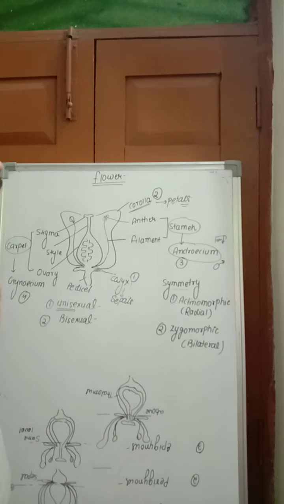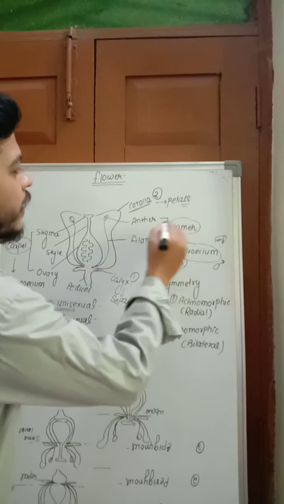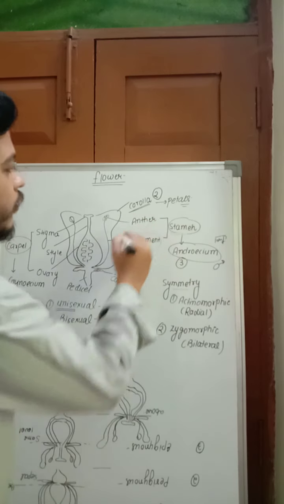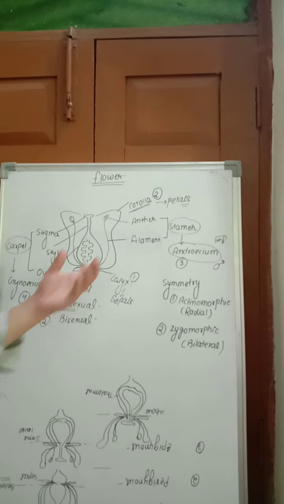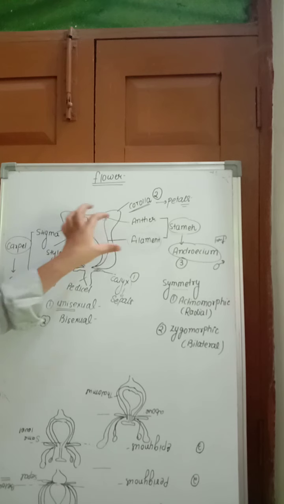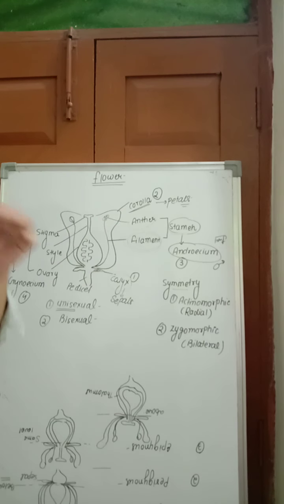Next one is the male part, androecium, which represents the male parts of the flower and is composed of the stamen. The stamen contains anther and filament. Anther is a bilobed structure which contains pollen sacs. Inside the pollen sac, pollen grains, the male gametes, are formed. After pollination, the pollen grain lands on the stigma. That is called androecium. Very important.